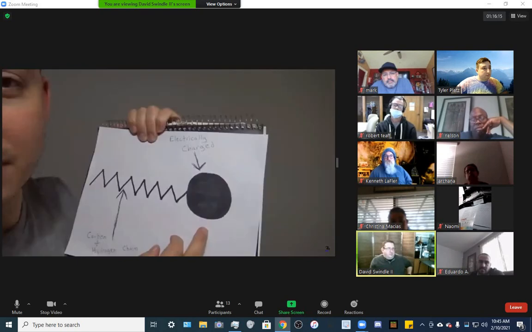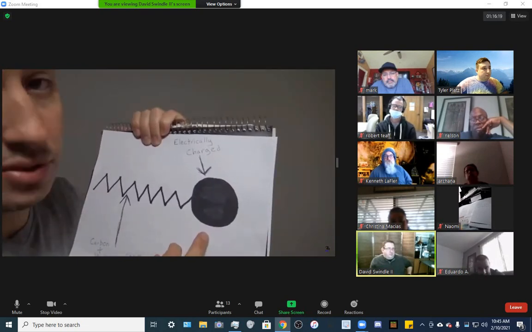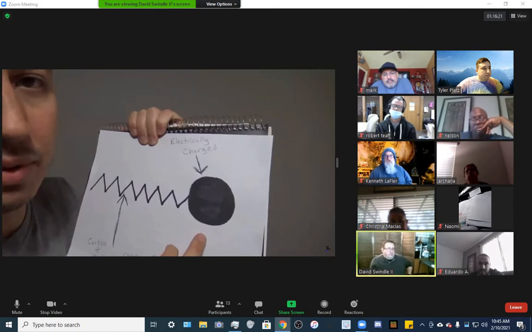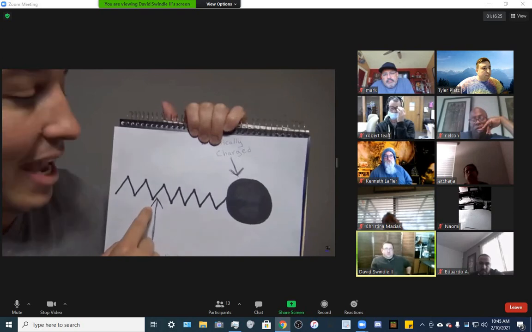This end that has the charge, it's hydrophilic, basically means it loves water. It loves to be surrounded by water. This end right here, this chain right here, is hydrophobic, and it hates water.